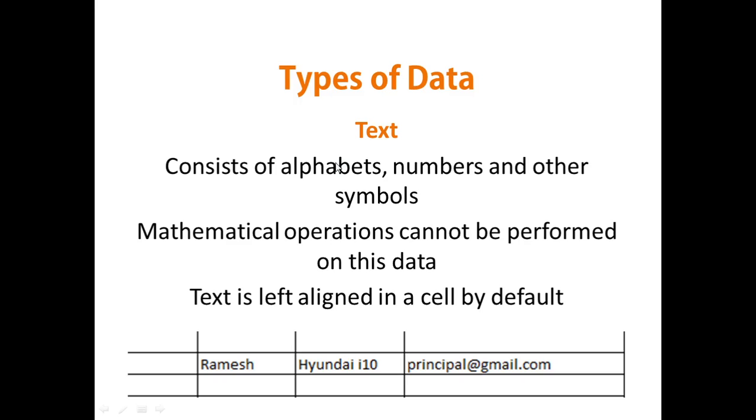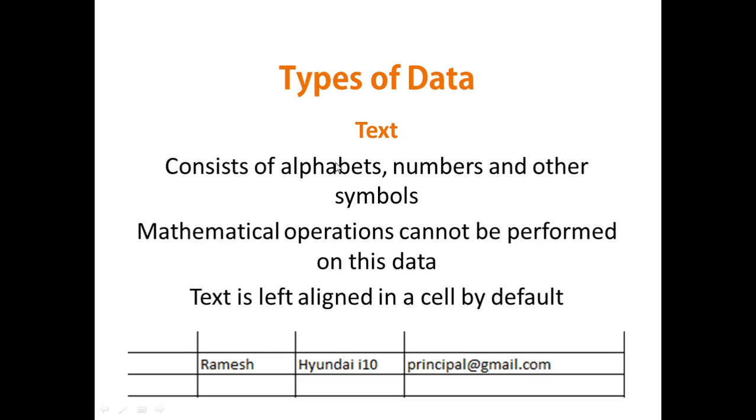Now let us learn about the different types of data that you can enter into an Excel sheet. The first type are text values or your labels. Those can consist of alphabets, your characters from A to Z. You can have numbers and you can include special characters as well. You cannot perform mathematical operations on this type of data.